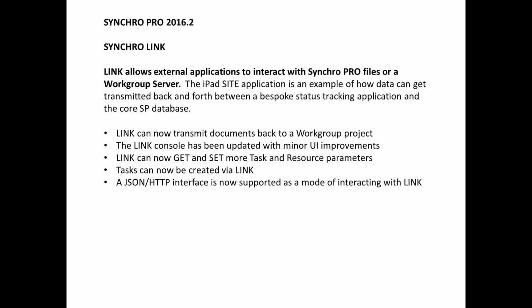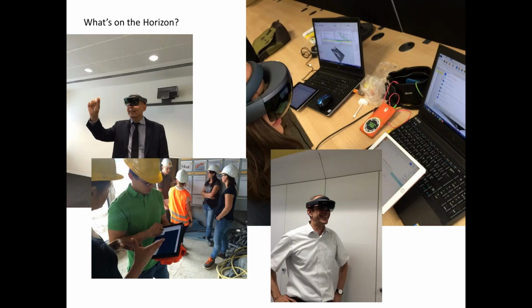As far as Syncro Link, the big improvement here is the ability to work with the Workgroup Server and successfully transmit data from the iPad back and forth. So this is working. We also updated the Link console with some minor UI improvements, and we've also added many more get and set parameters that Link can interact with in Syncro. And we can also create tasks via Link. So that's what you can look forward to with the 2016.2 release.